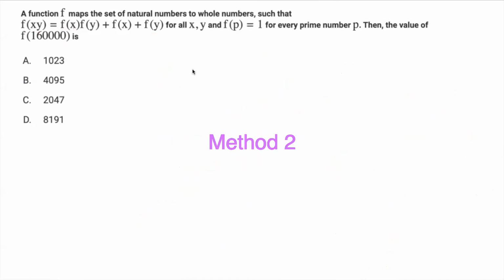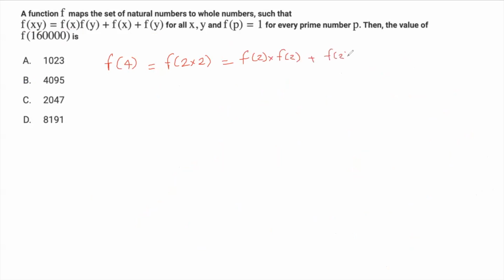Now let's look at a slightly more convenient, a slightly better way of solving the question, guys. If I ask you what would be f of 4, you would approach this problem as f of 2 into 2. By definition, this will be f of 2 into f of 2 plus f of 2 plus f of 2, which will be 1 into 1 plus 1 plus 1 by the definition. So that would give you 3. And observe that 3 is nothing but 2 square minus 1.